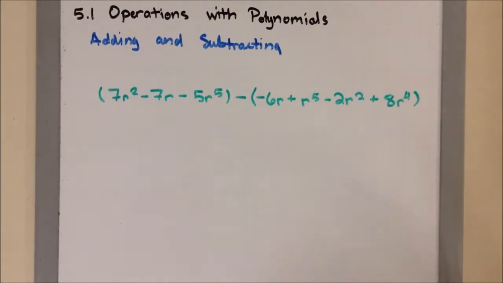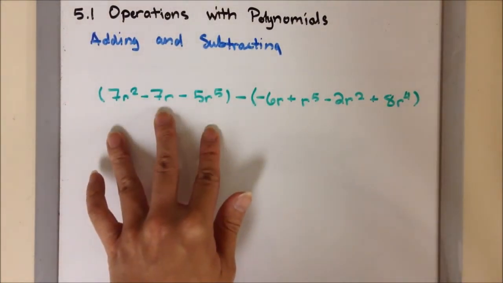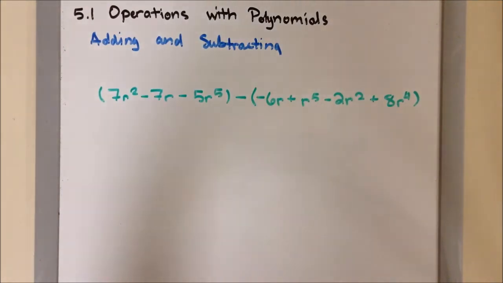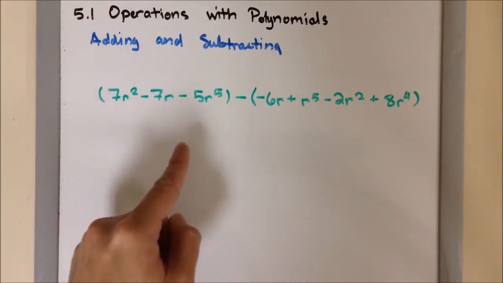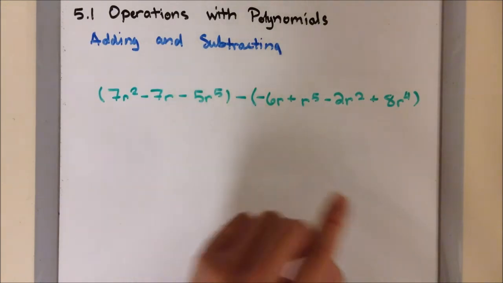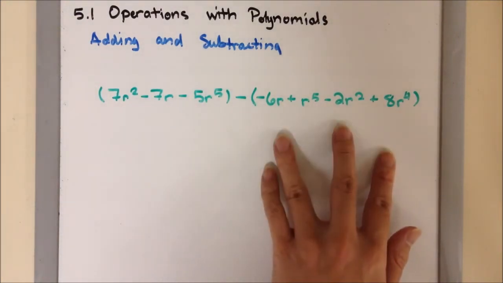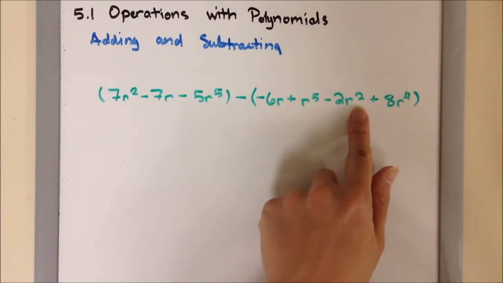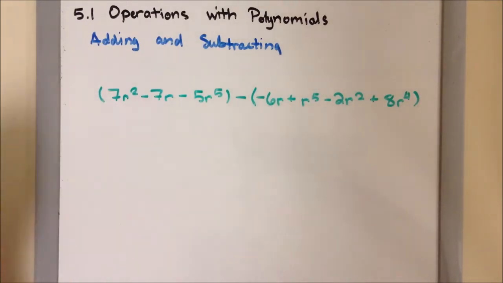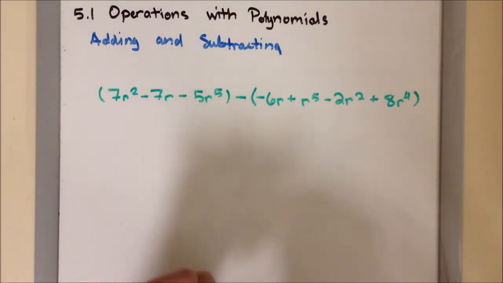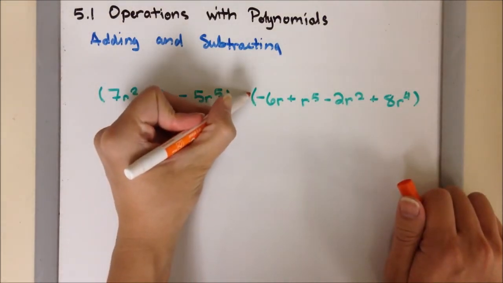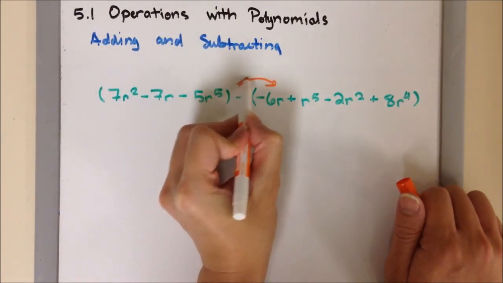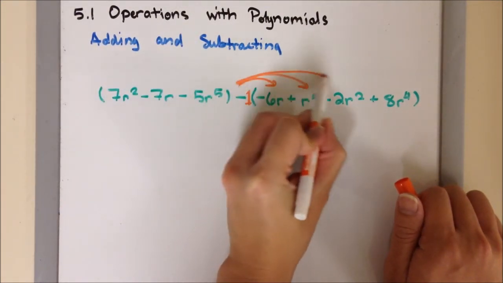Alright, in this example we have a 3-term trinomial subtracted by a 4-term polynomial. 7r squared minus 7r minus 5r to the 5th subtracted by the other set, negative 6r plus r to the 5th minus 2r squared plus 8r to the 4th. Just like before, my invisible 1 in front of this set of parentheses, I'm going to distribute to the terms that the invisible 1 is directly in front of.